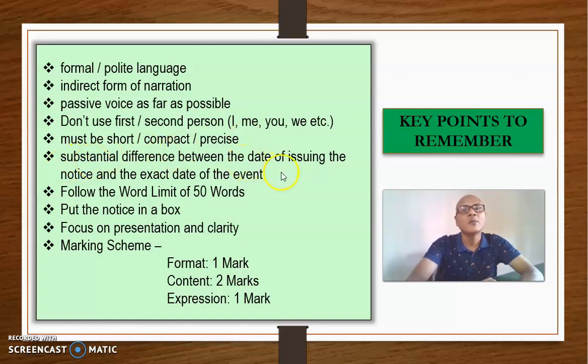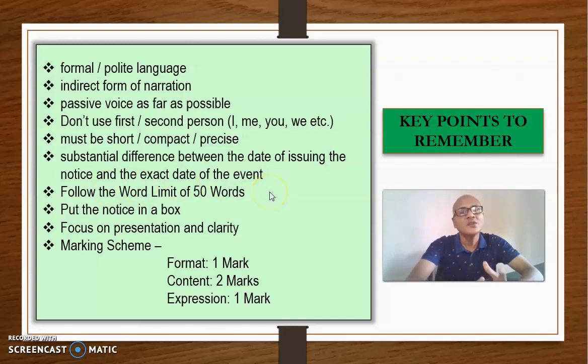Next of all, let me talk about another point, which is that there has to be substantial difference between the date of issuing the notice and the exact date of the event. So my dear students, when you write dates in your notice, you have to pay extra attention about the mention of the same. It is because there has to be enough difference between the date of issuing the notice and the exact date that you are mentioning as regards the particular event about which you are writing the notice.